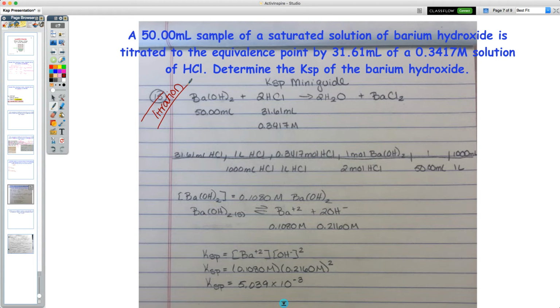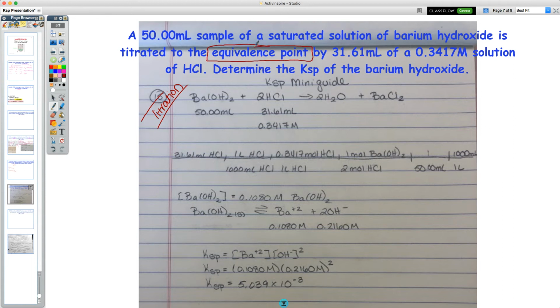titration equation. So I've got my barium hydroxide, my two HCl's, so this is going to be a balanced equation, turning out water, so it's a neutralization reaction, and barium chloride. Again, all my numbers are underneath. What I'm looking for here is I am going to start with my HCl. The assumption we're going to make is that, again, we're titrating to the equivalence point.